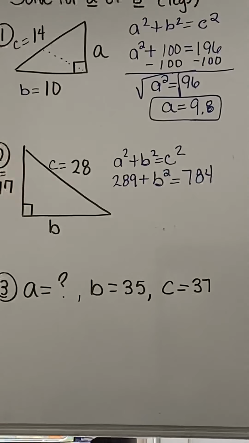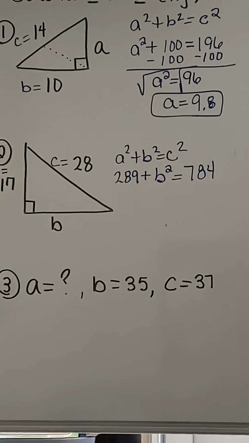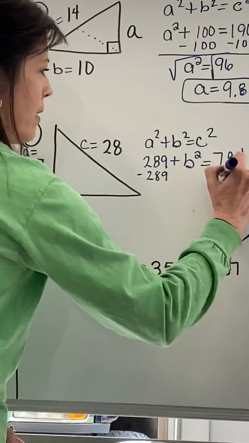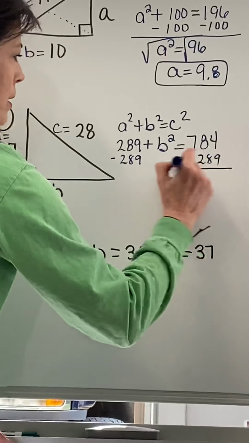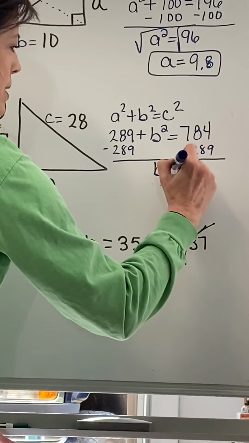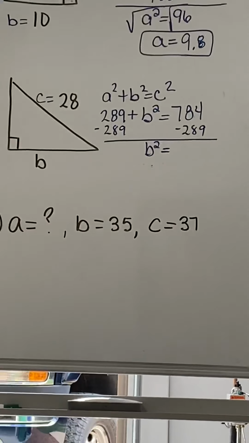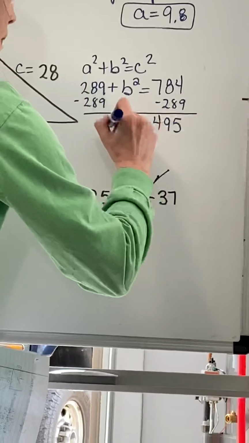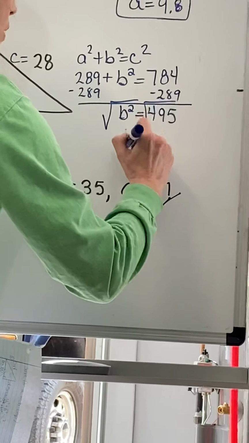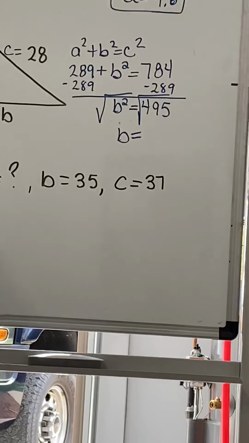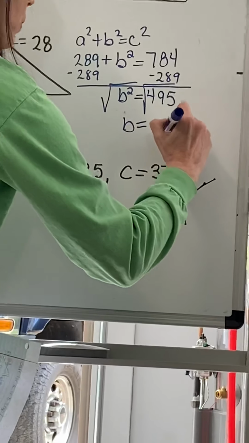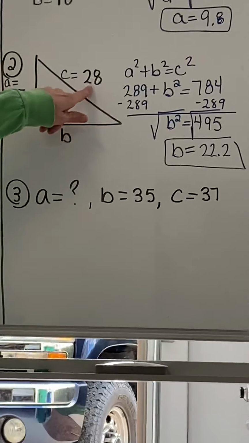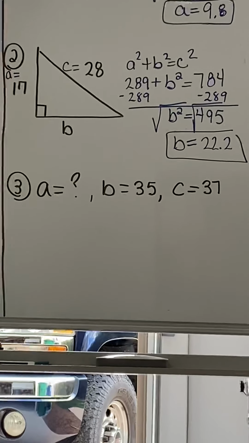Okay, I'm solving for a leg. So you're not going to add here, you have to subtract to move this over here. So subtract 289 from both sides, and you're left with B squared on this side, and on the other side, 784 minus 289 is 495. Your last step is going to take the square root of both sides, and the square root of 495 to the nearest tenth is going to be 22.2. Just a quick check. 28 has to be the longest side, so this shouldn't be bigger than 28.